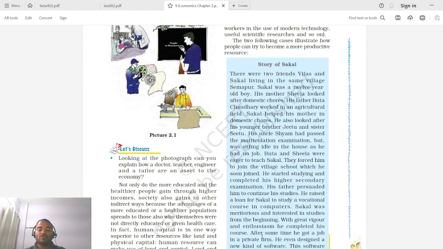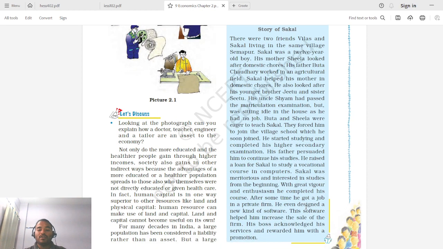After some time, he got a job in a private firm. He even designed a new kind of software. This software helped him increase the sale of the firm. His boss acknowledged his service and rewarded him with a promotion. So what happened? After taking a computer course, he got a job in a private firm. In that private firm, he worked for a good stretch.